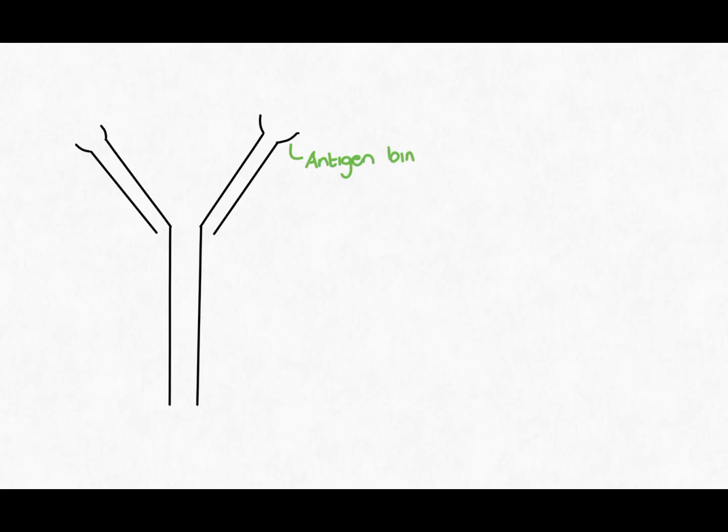They then have these variable regions on the tips of the Y. This part differs between different antibodies, and they can bind specifically to one antigen. These are also called the antigen binding sites. Both of these antigen binding sites will be identical to each other, and they're very highly specific, kind of like a lock and key, where only a certain key can fit into a certain lock. When an antigen is present in the body, it will be able to bind to this antigen binding site because the shape of the antigen is complementary to the shape of the binding site.